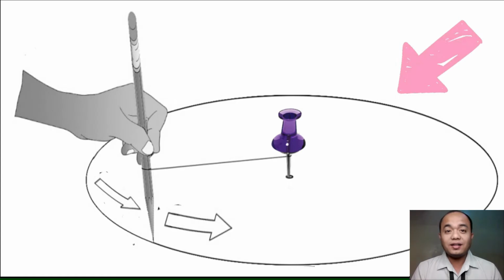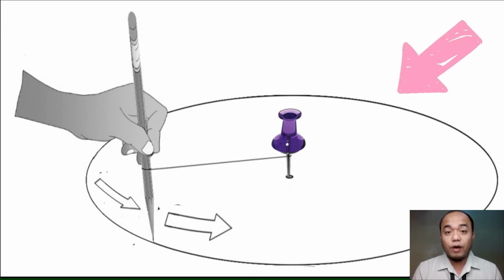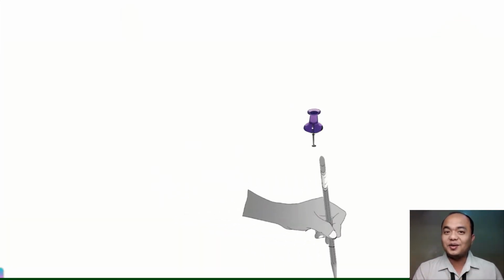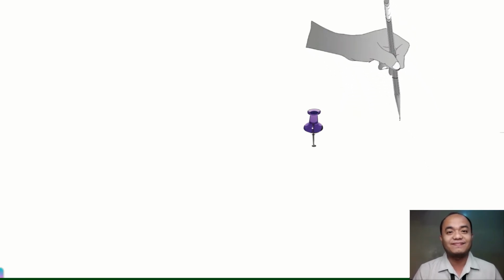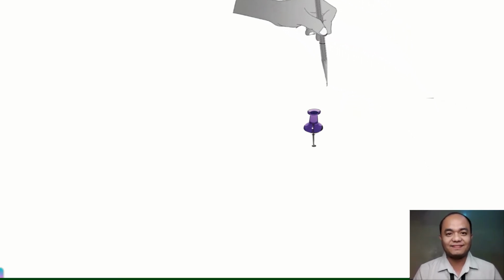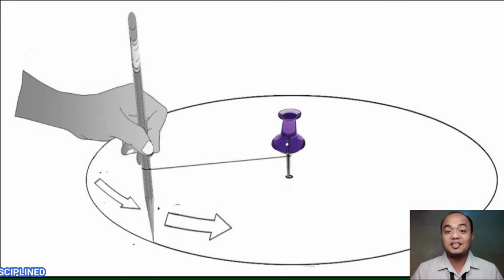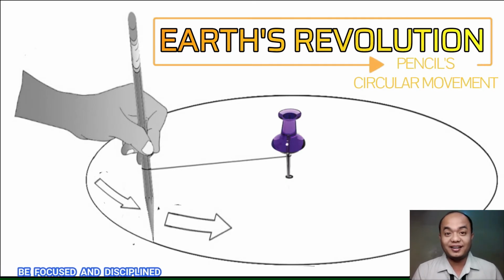Now, what does the circular path in your drawing represent? Very good! The circular path represents the orbit. Now, what do you call the circular movement of the pencil around the pushpin? What do you think? Anybody? Yes, the circular movement of the pencil around the pushpin is described as revolution.